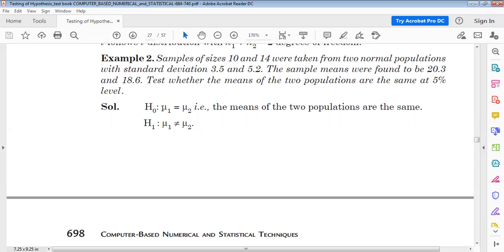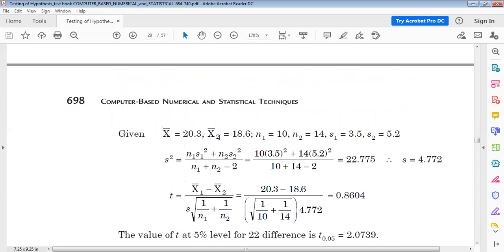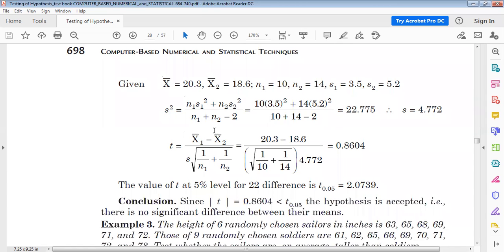Now we take the null hypothesis mu1 equals mu2. That means the means of the two populations are the same. We have to test whether the populations are the same. So the alternative hypothesis will be not the same. X1 bar, x2 bar, n1, n2 are given from the question. Now S equals the formula. Using this formula, we get S equals 4.772 and t equals 0.8604.